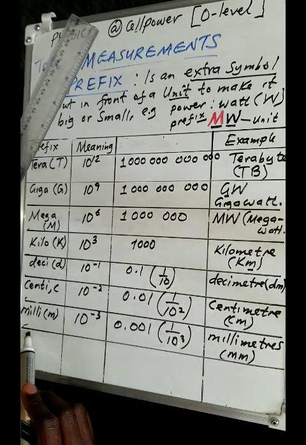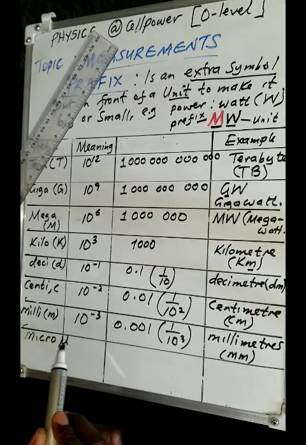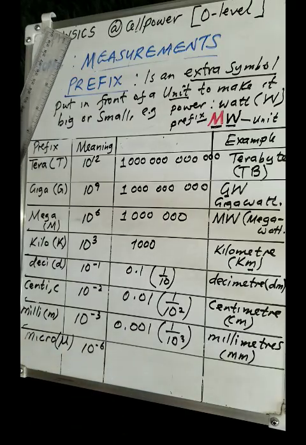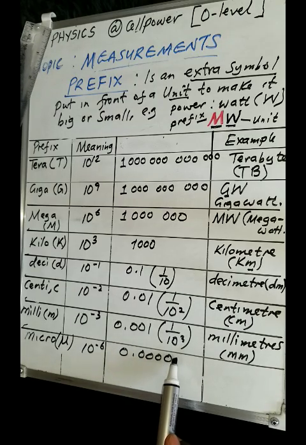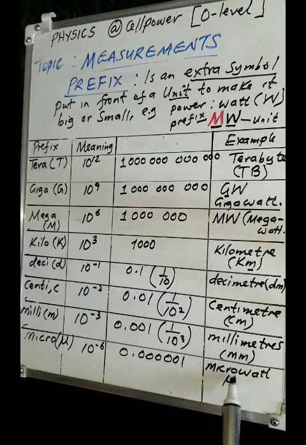Apart from that, we do have what we can call micro. Micro is represented by mu, a symbol that looks like a u, but it's not really a u. That means 10 to the power negative 6. You have heard of micro, maybe microwatt, a very small unit. So micro, because this is very small, watt should be a little bit bigger there.